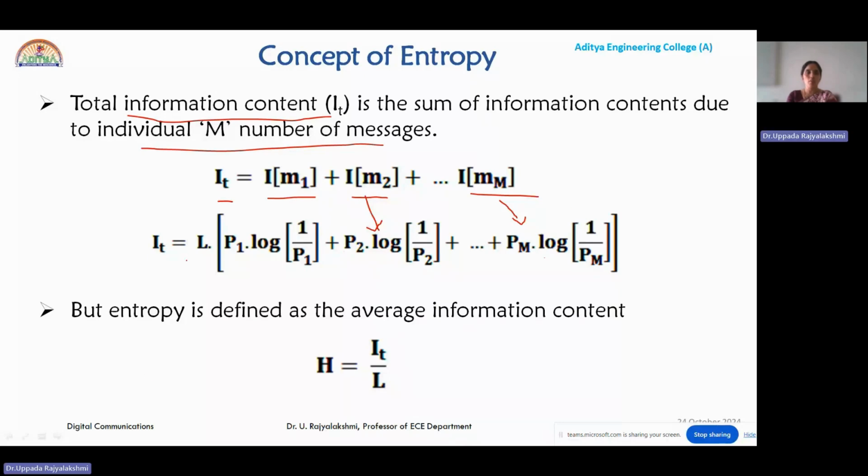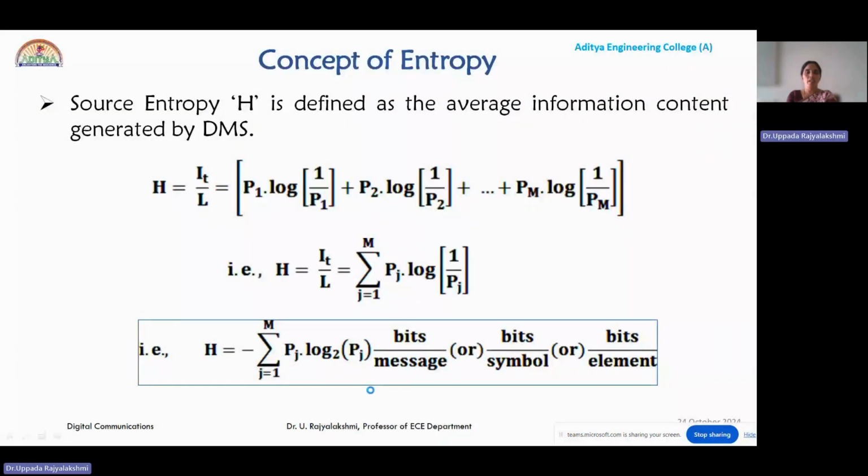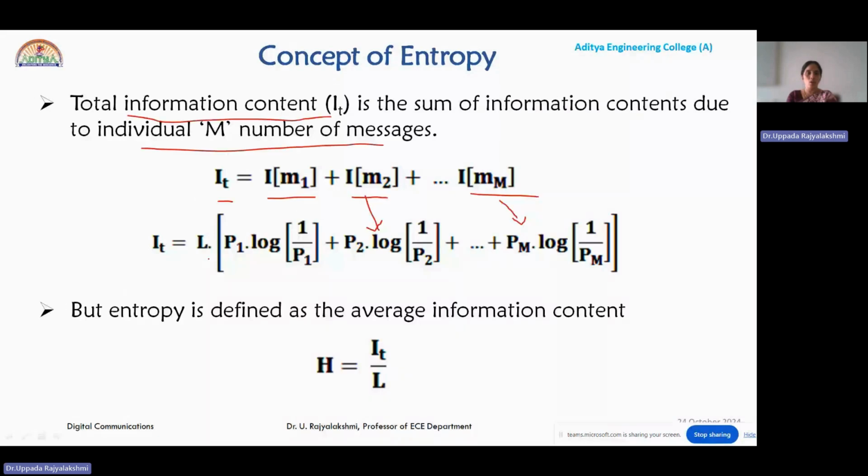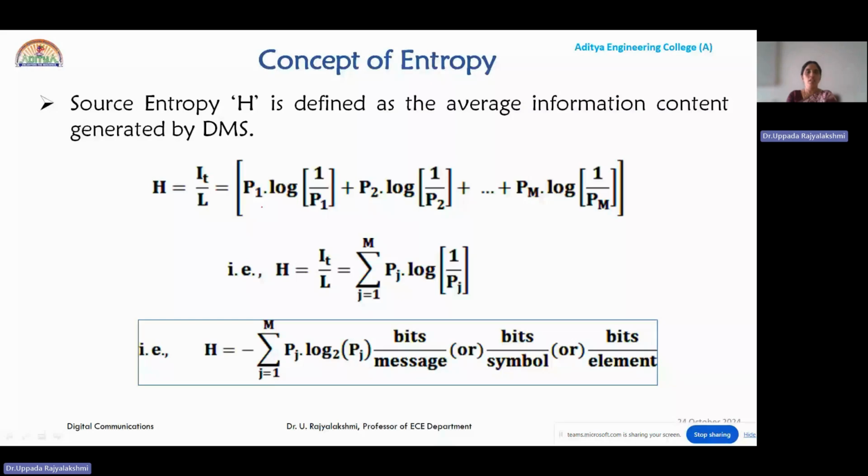But we know that entropy is nothing but the average information content. So we can write entropy H as I suffix t divided by L. If you take L as common and take it to the left-hand side, then H can be written as I t by L. So I t by L will be P1 log 1 by P1 plus P2 log 1 by P2, so on, Pm log 1 by Pm. This is nothing but a summation series, so we can write it as summation j equal to 1 to m of p suffix j into log 1 by p suffix j.